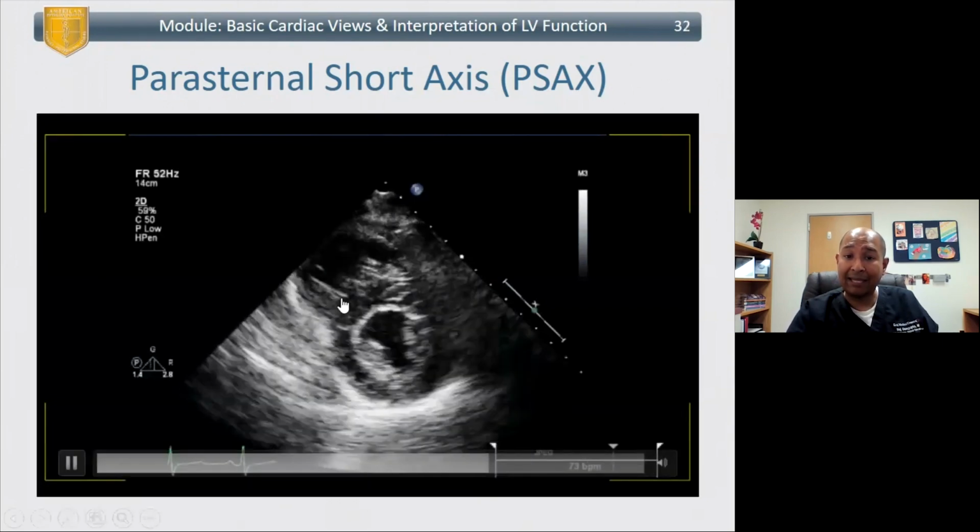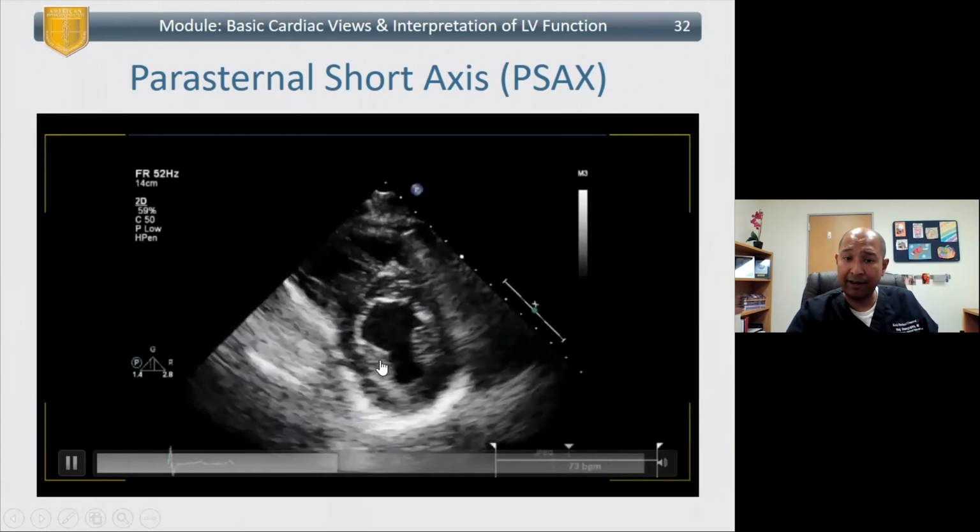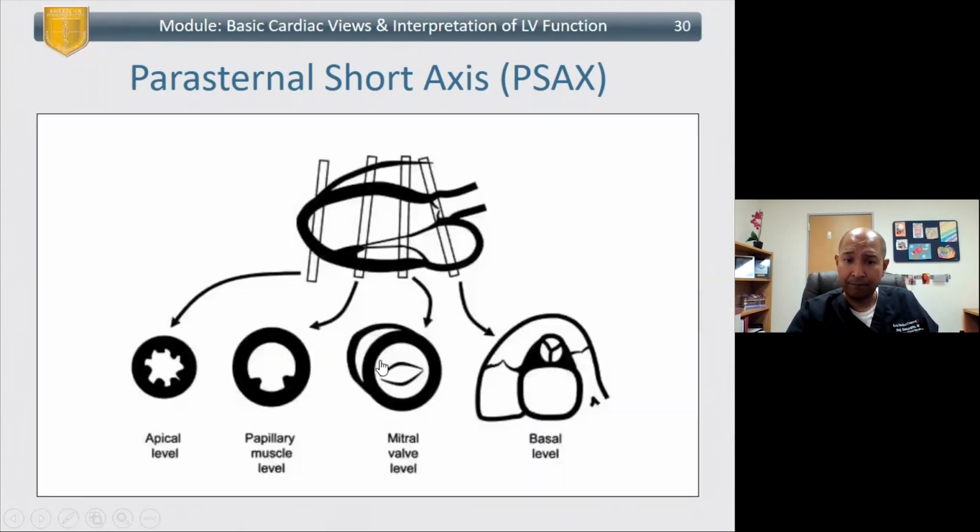Now we're looking at the papillary muscles. You can see it on both sides. So where are we right here? We're just right here, looking at those papillary muscles.